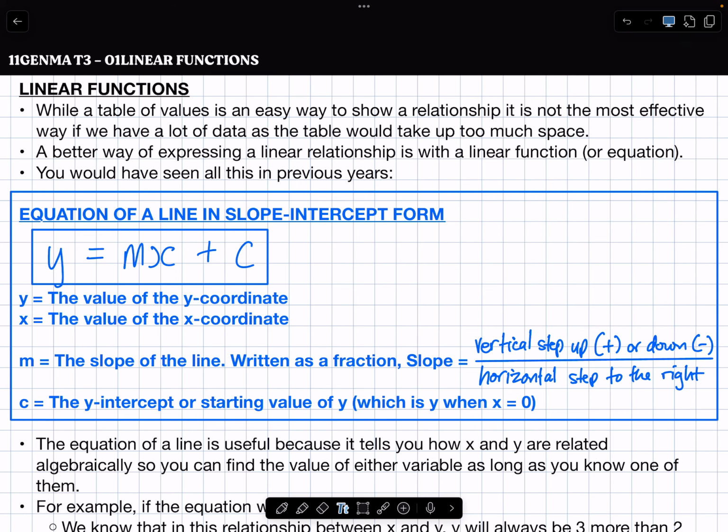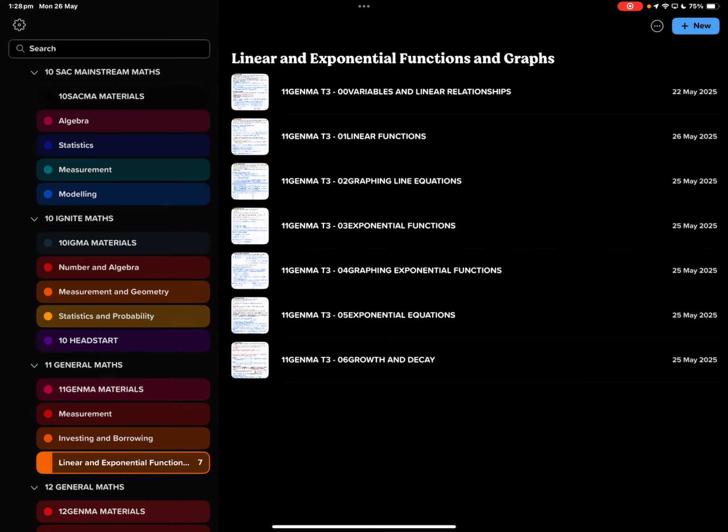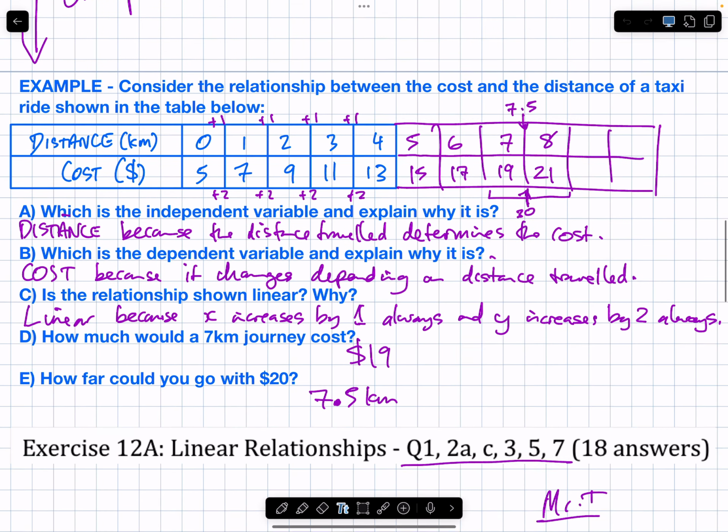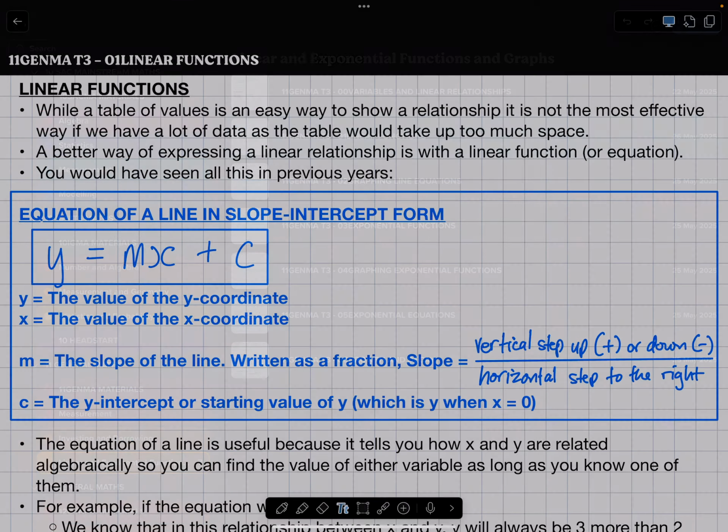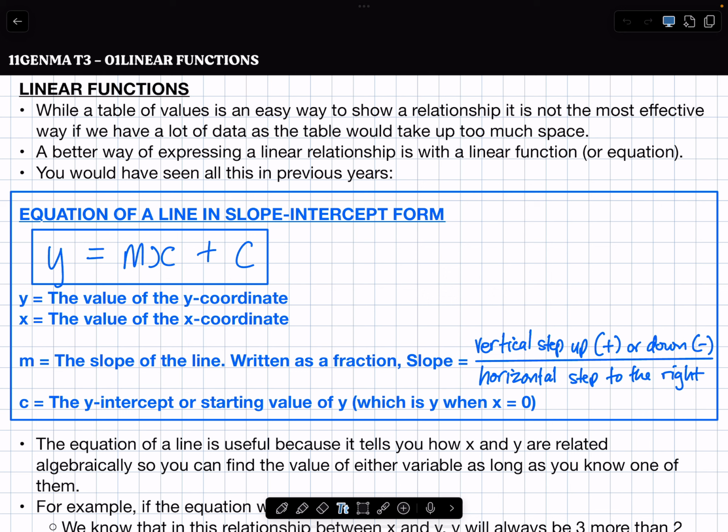Okay, last lesson we did this, where you were representing linear relationships with a table. That's all well and good, quite understandable from you people because you answered that very quickly. But that's not the ideal way to show a linear relationship, because if you have a lot of data, what's that table going to look like? That table is going to take up the whole page or more, okay?